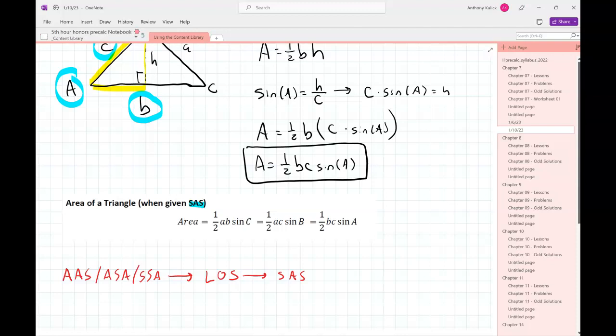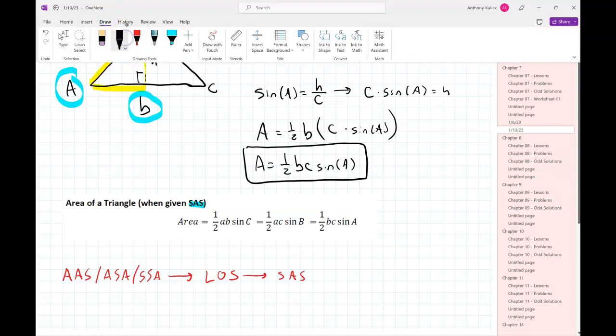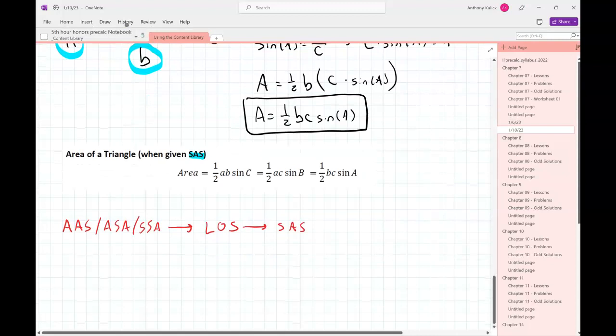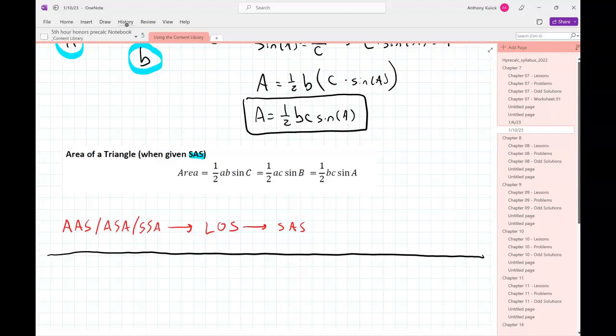What case haven't we talked about yet? Side, side, side. We're going to create our own special formula for that. And I'm going to do the derivation of how we come up with this formula. So what I'm about to do is something that you wouldn't have to repeat. I'm just doing this to show you how we arrive at the formula I'm about to give you. Okay? And this is for a side, side, side situation.